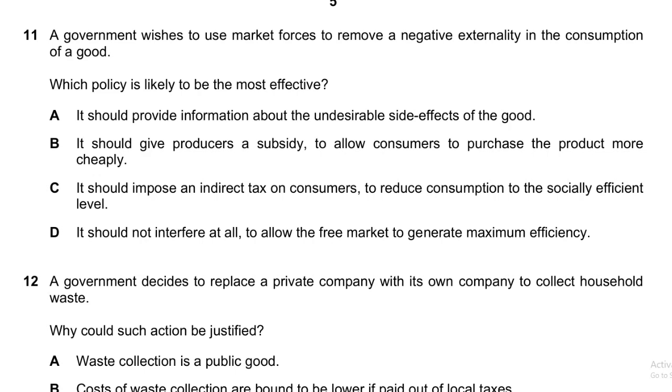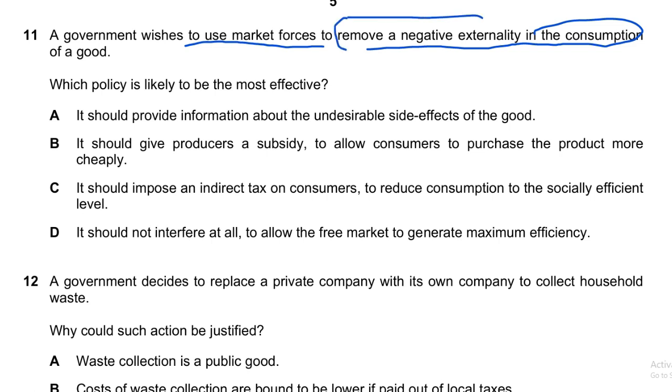And question number 11 says a government wishes to use market forces to remove negative externalities in consumption of a good, right? So the objective is removal of negative externalities caused by consumption. Which policy is likely to be the most effective, right? It means all options can be correct, but one option is the most appropriate answer.